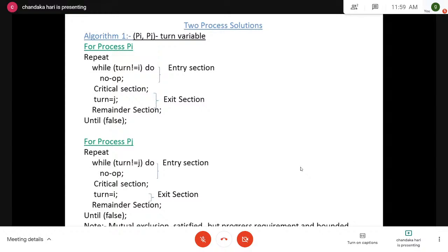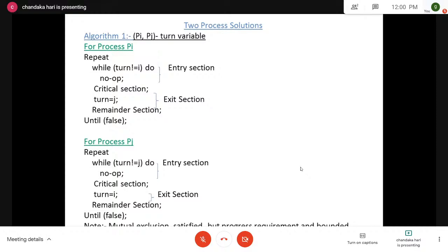Let's see that. If process Pi is in its critical section, then process Pj is not allowed. If process Pj is in its critical section, then process Pi is not allowed. In this algorithm, mutual exclusion is 100% satisfied. Number two, progress requirement and bounded waiting are not properly specified. What is the meaning of this?